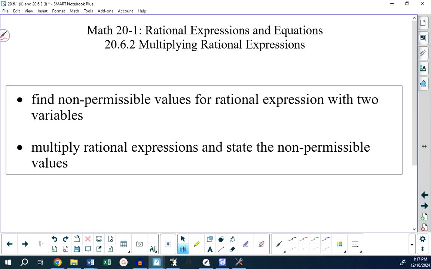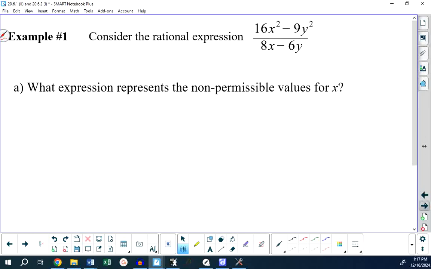So we're going to be finding non-permissible values for rational expressions that have multiple variables. We already did in the question that Zach asked about. There was an x minus y in the denominator. We're going to quickly go over that again. And then we're going to be multiplying rational expressions.